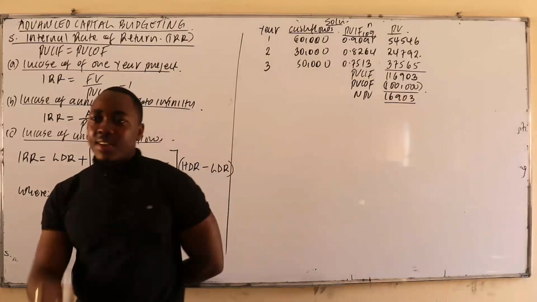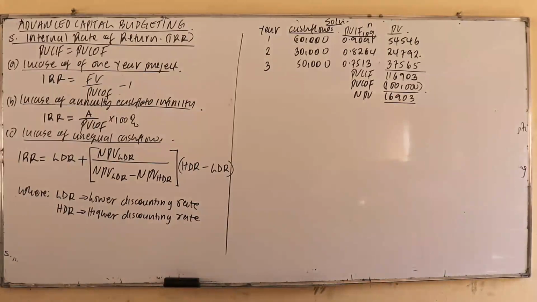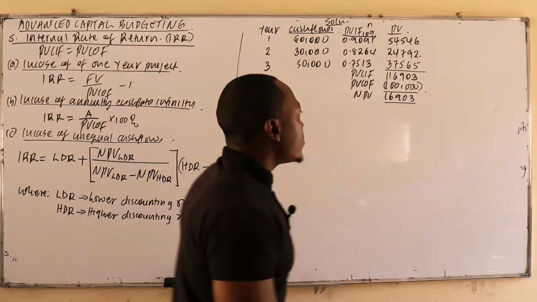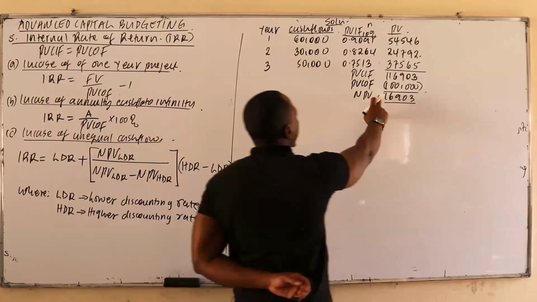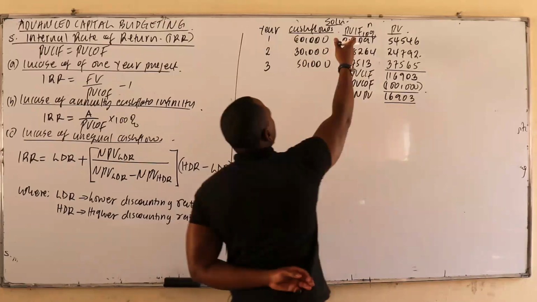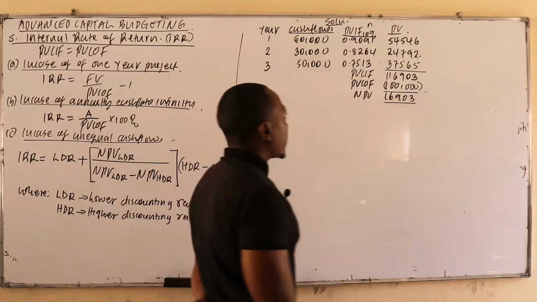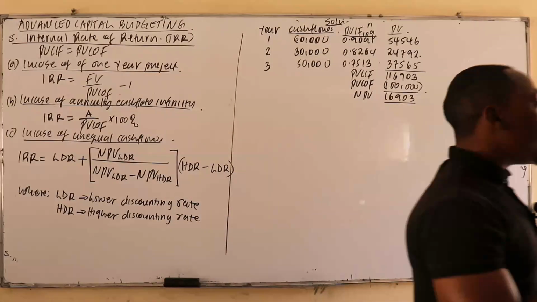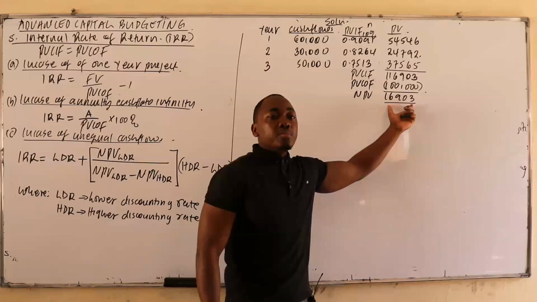So what was step number 2? Step number 2 was that if the NPV is positive, we discount using a higher rate. So in this case, our NPV is positive, so we need to discount now using the higher rate. In our case, the cost of capital was 10%. What's the objective of using a higher discounting rate? The objective is to change this NPV from positive to negative.